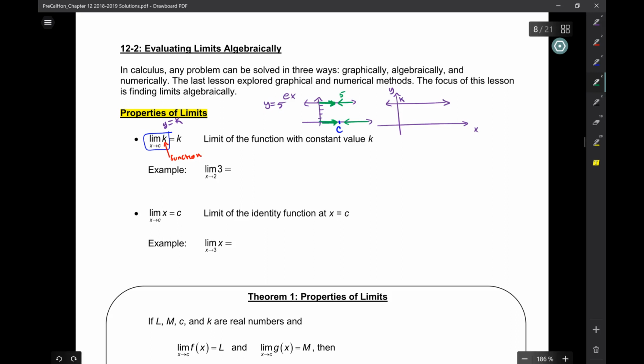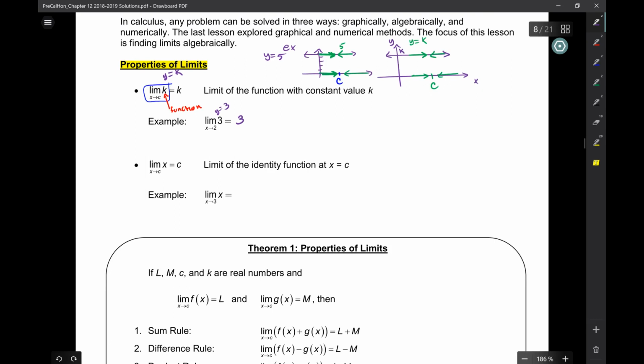So if I have y equals k, and this is the point c, as I approach c from here, y equals k. So that's my first property: when this is a constant, the limit is just that constant. For example, look at this one. I have the limit as x approaches 2 of 3. So you see here, it's y equals 3. No matter where you are, your y value is always going to be approaching what number? 3. So this is just 3.